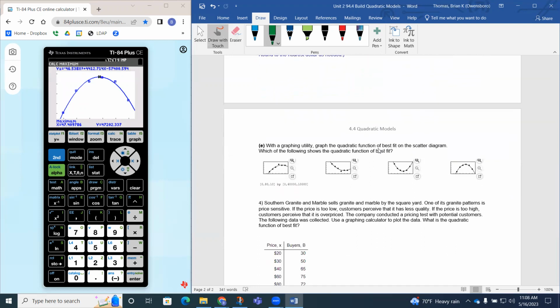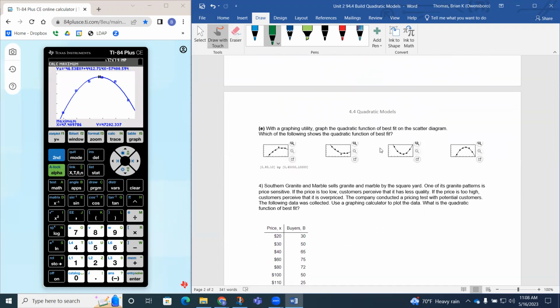So we went on and used the graphing utility there to kind of save ourselves some trouble. And so this shows both pieces for us there. So the graphing utility graphed the quadratic function of best fit on the scattergram. So, and that would represent what we're talking about there. That looks pretty good. Okay.